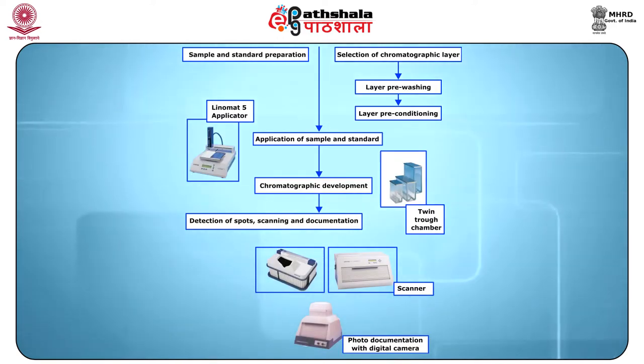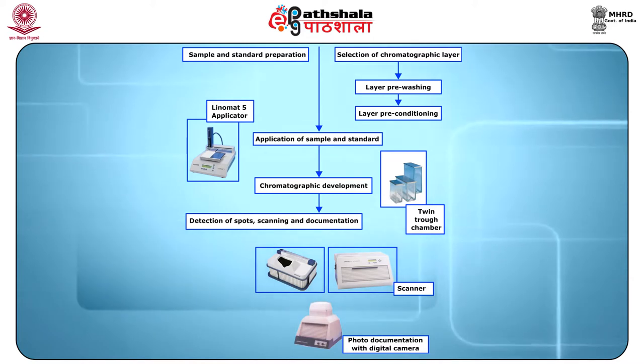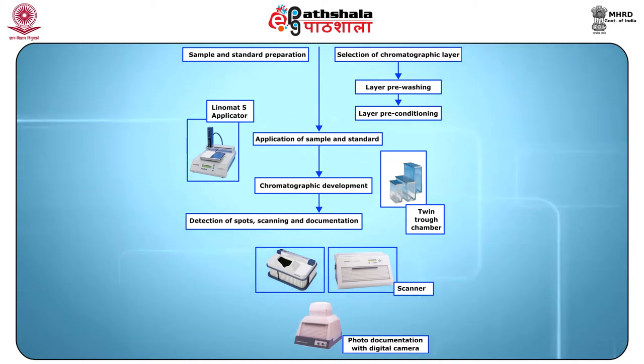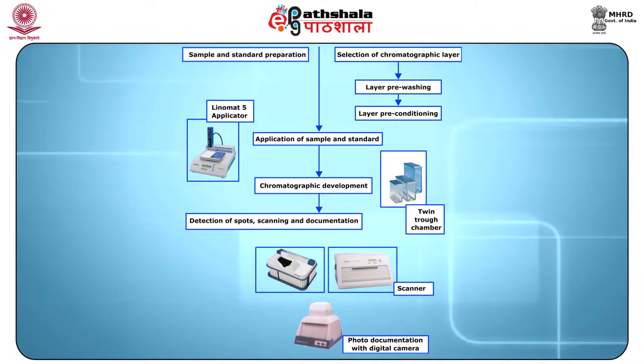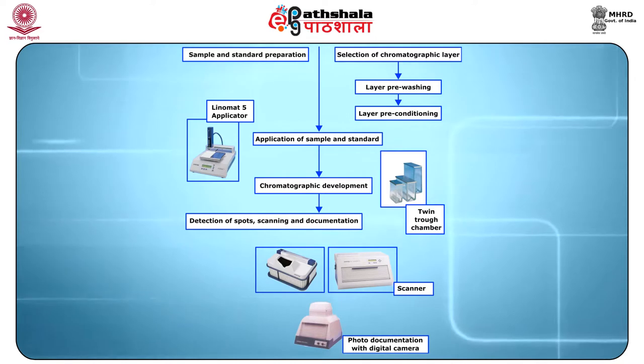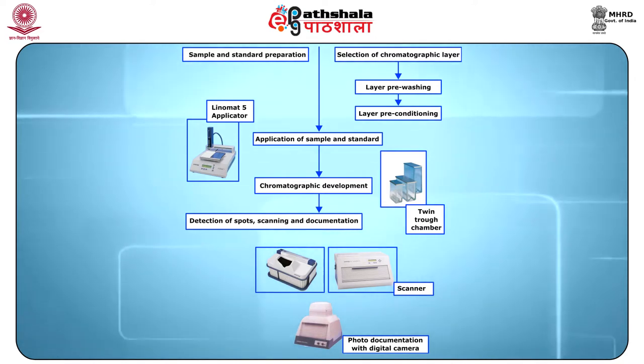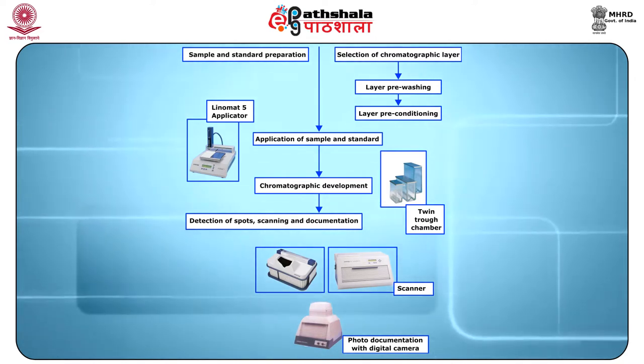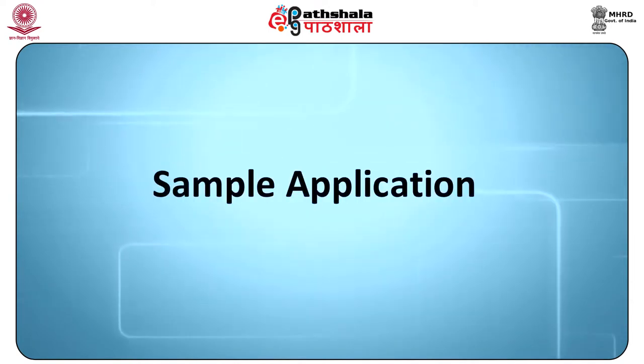a homogeneous layer. The following chart represents how HPTLC is carried out: sample and standard preparation, application of the sample and the standard, chromatographic development, detection of spots, scanning and documentation. Sample application. Sample application is the first step in the workflow of planar chromatography, and it considerably affects the quality of the results at the end of the process.